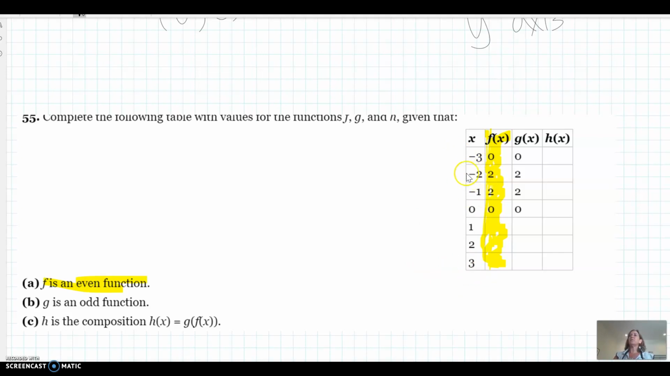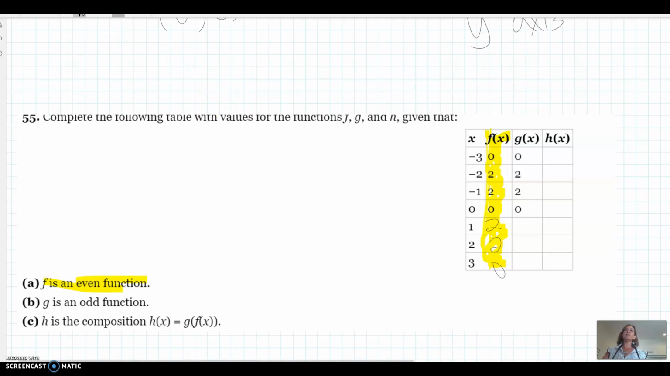If I put in -2 for the input, I get the same answer if I put in +2. So the output for -3 is 0, so the output for +3 is also 0. The output for -2 is +2, so the output for +2 is also +2. The output for -1 is +2, so the output for +1 would be +2.